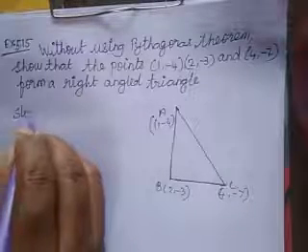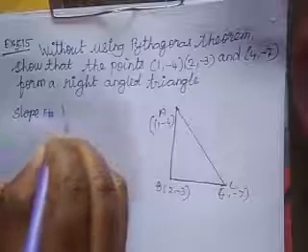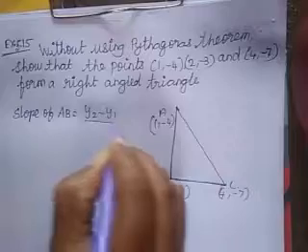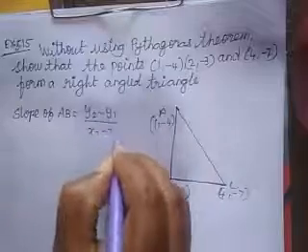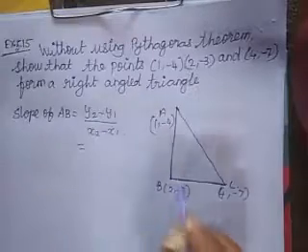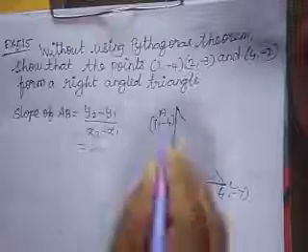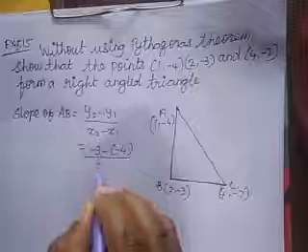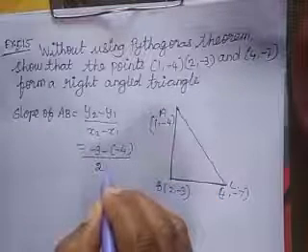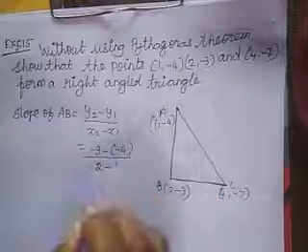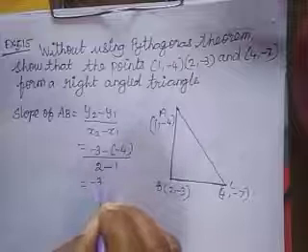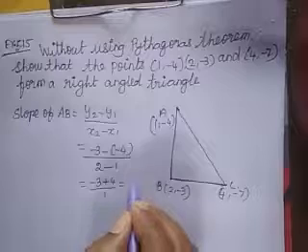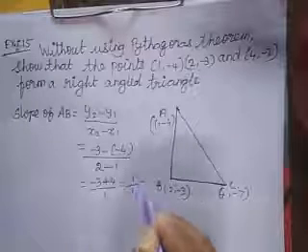Slope of AB is (y2 minus y1) by (x2 minus x1). Here y2 is minus 3, y1 is minus of minus 4, by x2 is 2, x1 is 1. So minus 3, minus of minus 4 is plus 4, by 2 minus 1 is 1. So 4 minus 3 is 1 by 1, that is equal to 1.